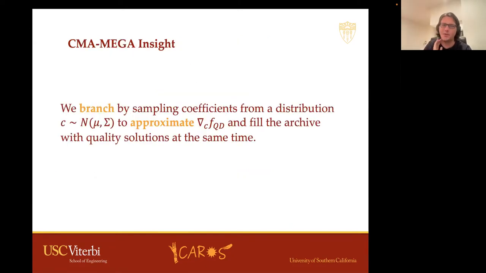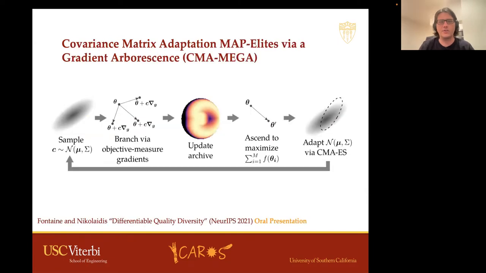And so our insight is we could do this at the same time we branch to fill the archive, like the arborescence branching. So we branch to sample coefficients from a distribution. We use this to approximate the gradient of f of QD, just like CMA-ME, except this time with respect to the coefficients rather than the parameters, and use that to fill the archive at the same time. So you get this like branching effect out in the search.